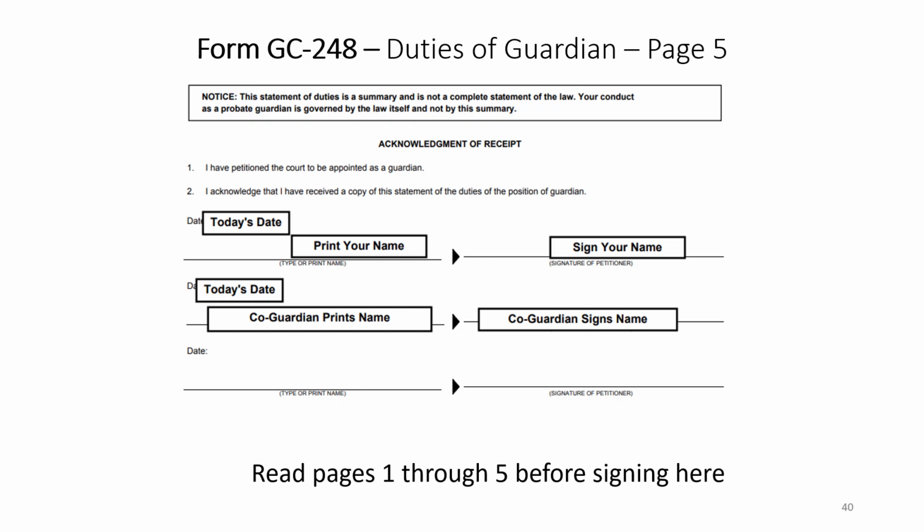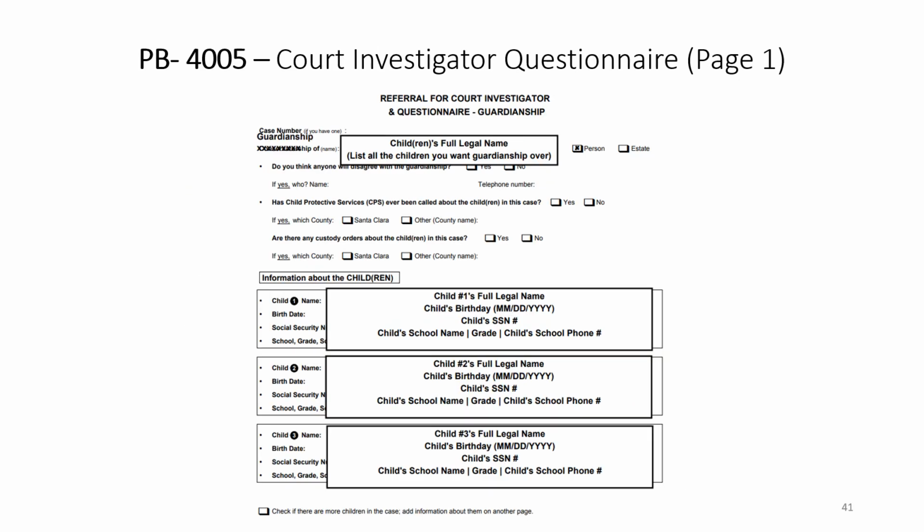Form GC-248 is the Duties of Guardian form. You should read this entire form carefully because it explains what your duties will be as guardian of the person. On page 7 of this form, you and any proposed co-guardian will print, sign, and date this form.